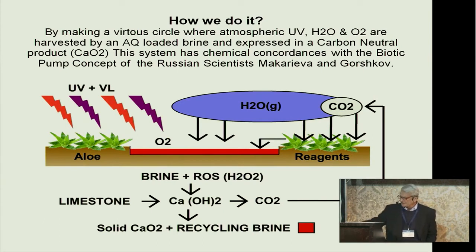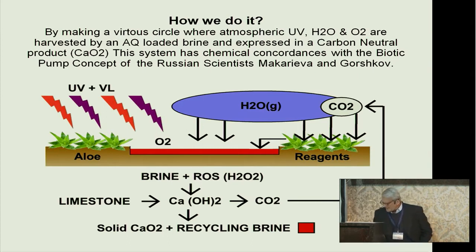You have UV, visible light, and then oxygen, which is the atmosphere, and there is a brine here with the aloe plant photosensitizers and enzymes. So H2O2 is generated. We use lime to precipitate it, but the lime comes from limestone. So you have to calcine the limestone to obtain the lime, but the CO2 generated is captured by the plant. So it makes a kind of virtuous circle where it's carbon neutral.